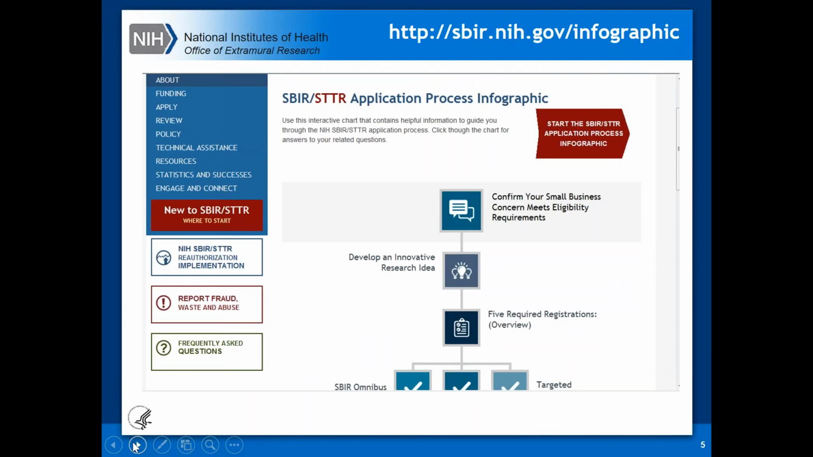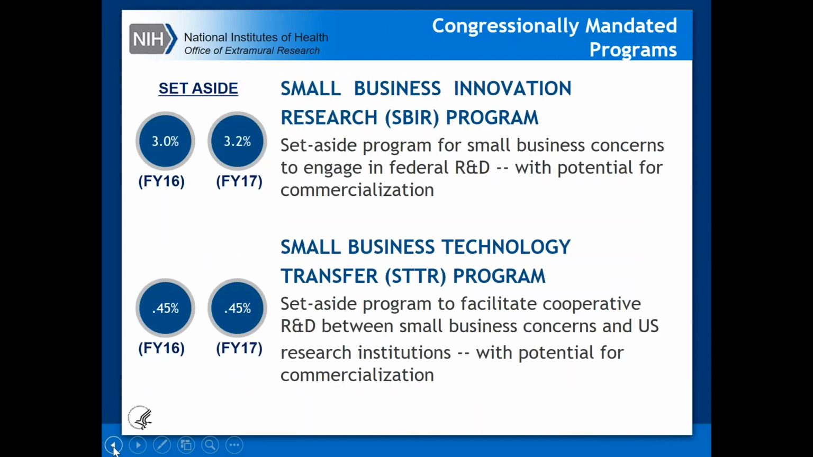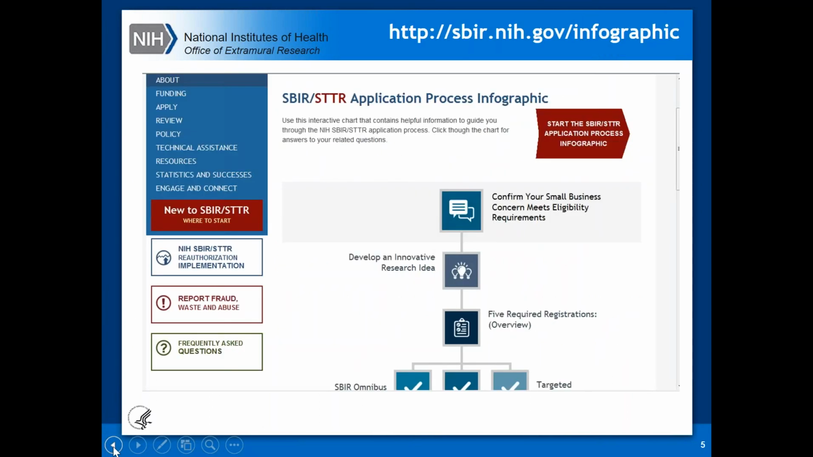Another interesting information tool we have is an infographic. This is on our website as well, and it's quite well designed. It's an infographic of the whole application process, taking you from the first step, which is confirming whether your small business concern is eligible or not, and then going on to develop an innovative research idea, and then the 5 required registrations, as I was talking to you about before. So if you have an opportunity to go to that infographic, I think you'll find it very helpful and very easy to understand as you flow through. Right. Next slide, please.